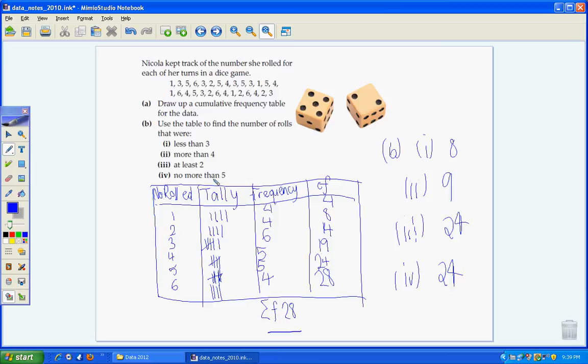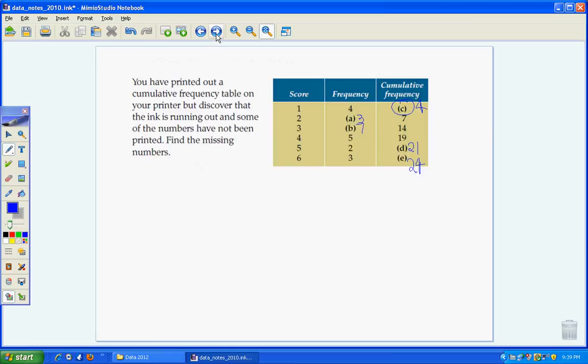No more than 5 would be up to the 24, so it wouldn't include the 6 there. So you just got to be careful about the language that's being used, not only in the data, but in the next topic on probability as well. The language that's involved is really important, because you can change one word and change the meaning of the question. And in this question here, it's playing around with the cumulative frequency table.